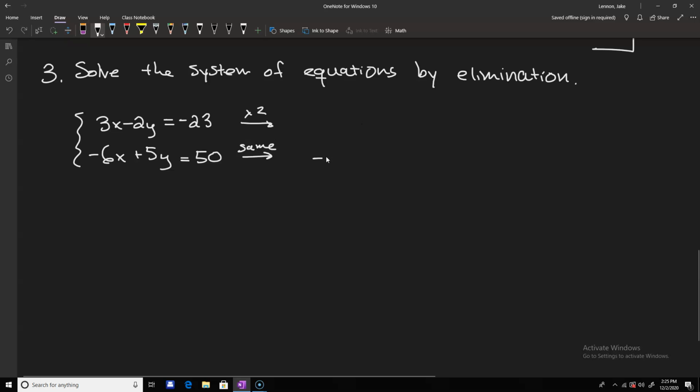So the bottom equation is staying the same, so I can just write that down. Minus 6x plus 5y equals 50. And then the top one we're multiplying by 2, so we'll have positive 6x, minus 4y, and minus 46. So then we can add, and we'll end up with just y equals 4. So we've already found y.